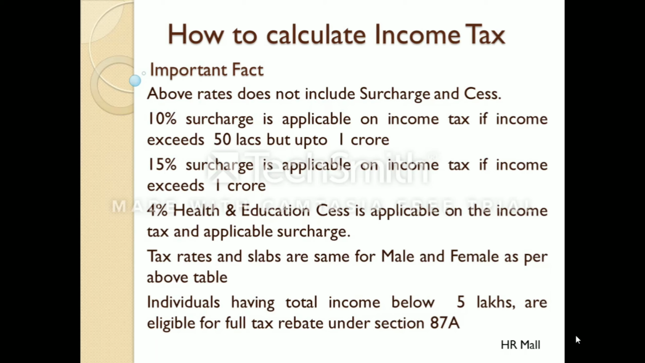Some important facts. Above rates do not include surcharges and cess. 10% surcharge is applicable on income tax if income exceeds 50 lakhs but up to 1 crore. 15% is applicable if income exceeds 1 crore. 4% of health and education cess is applicable on income tax and applicable surcharge.